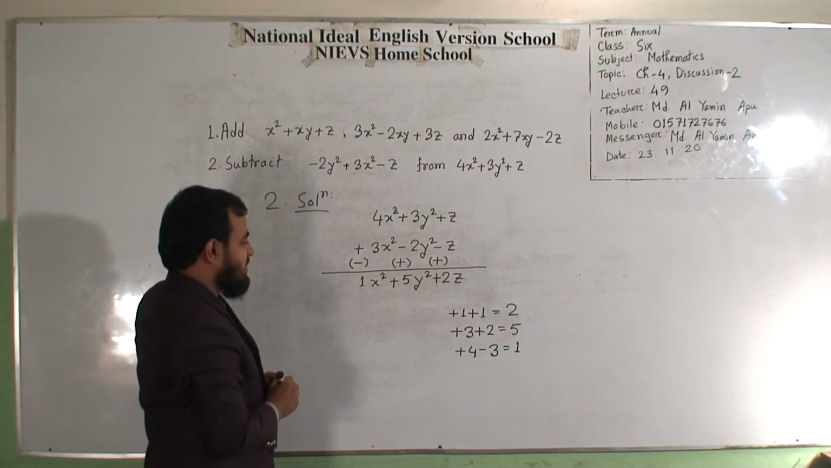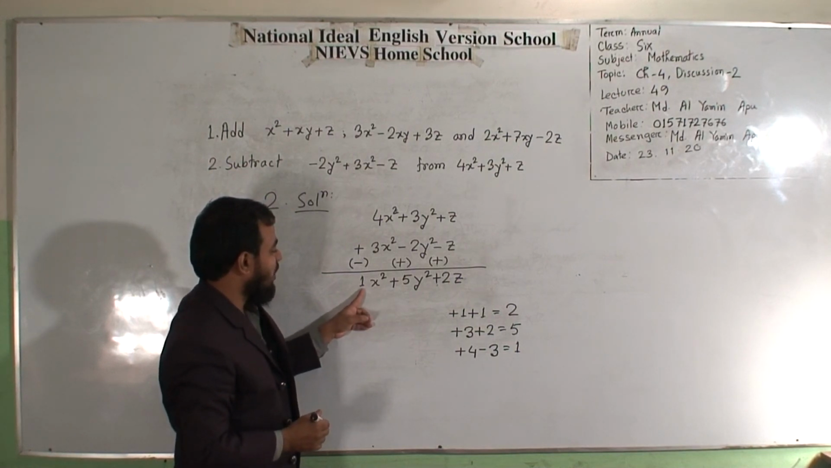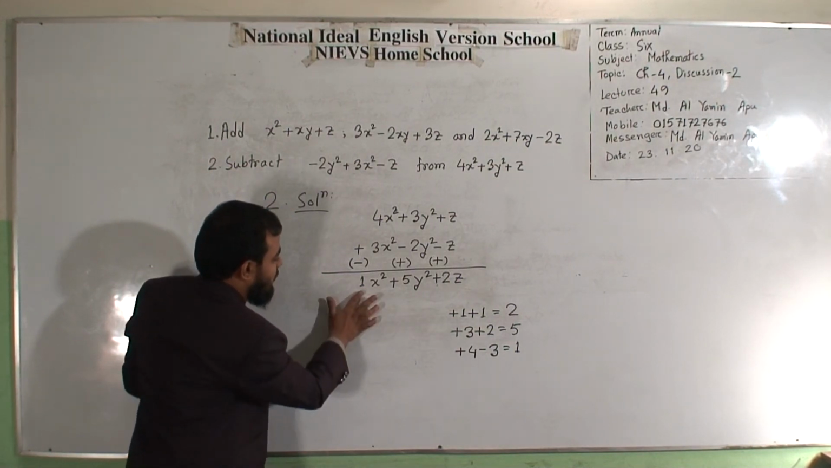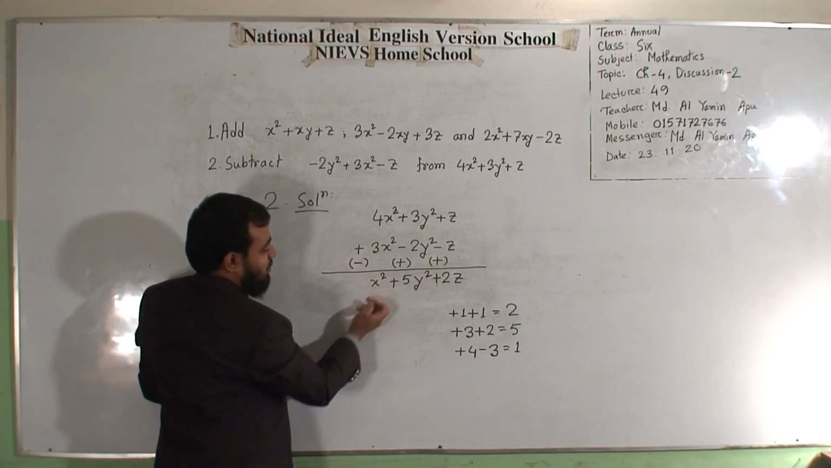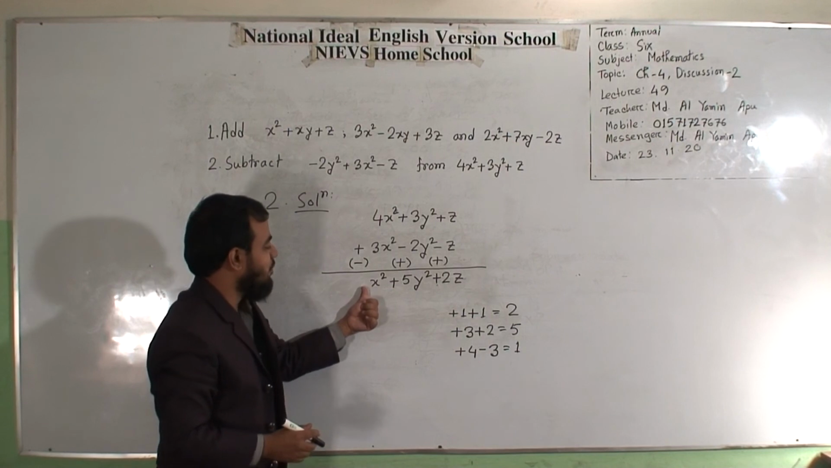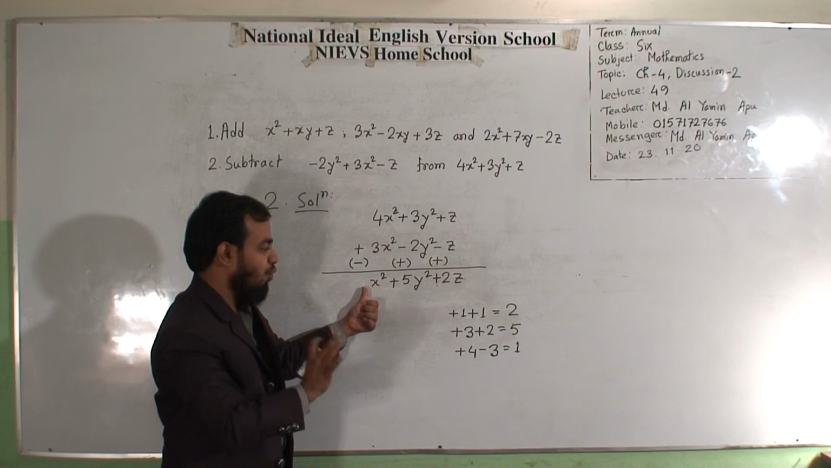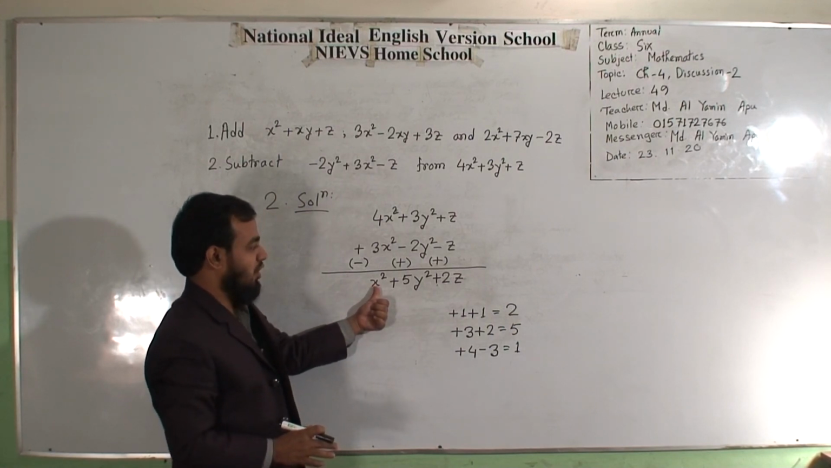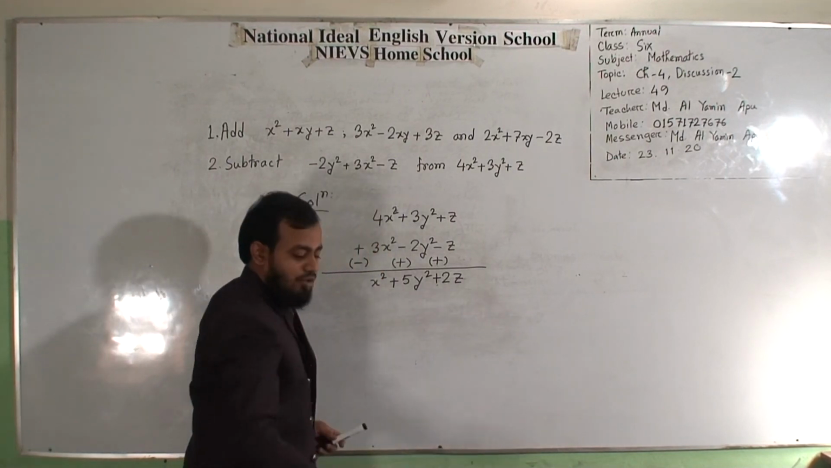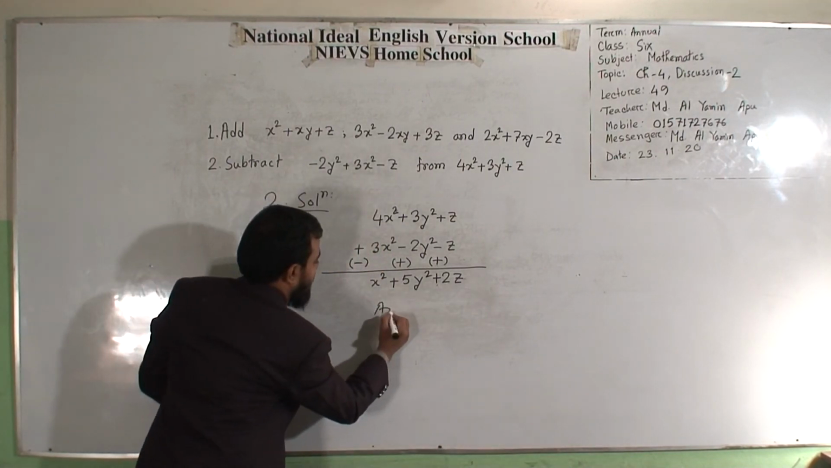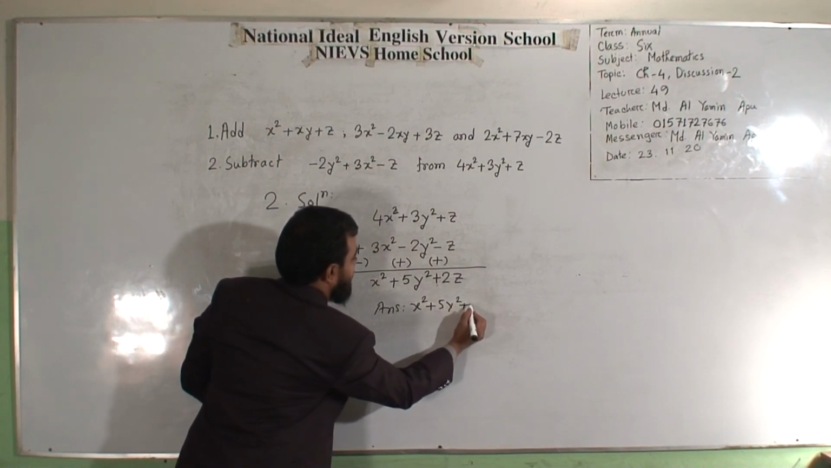But when a variable has 1 with it, we have no need to write down this 1. When we write x square, it means 1x square. So we have no need to write down this 1. When we get 1, we directly write down the variable only. Is that clear? You need to write down the answer also. The answer will be x square plus 5y square plus twice z.